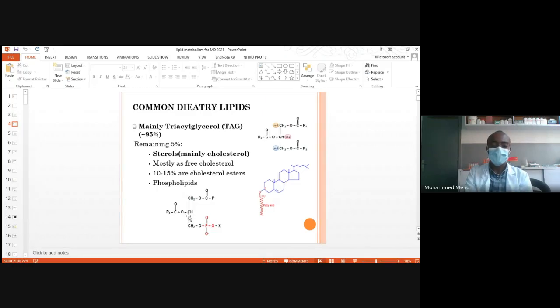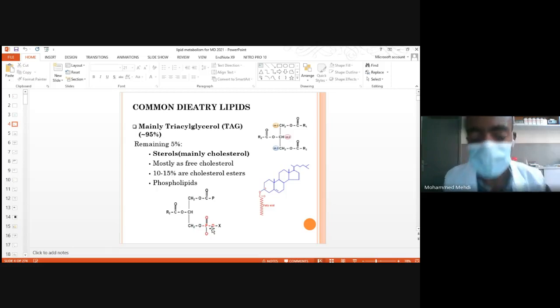Phospholipid has a similar structure, but at carbon number 3, there is a phosphate with an X molecule. X is a variable molecule. Nitrogen bases are attached at the X position, and they make different phospholipids. There are different phospholipids like phosphatidyl choline, phosphatidyl serine, and phosphatidyl ethanolamine. Based on the X molecule, we will have different phospholipids. So this is the general structure of phospholipid.